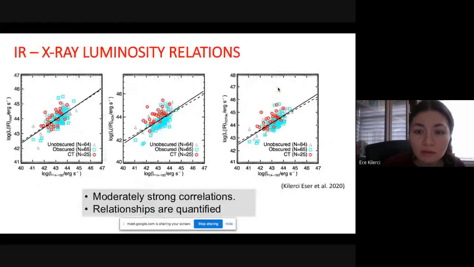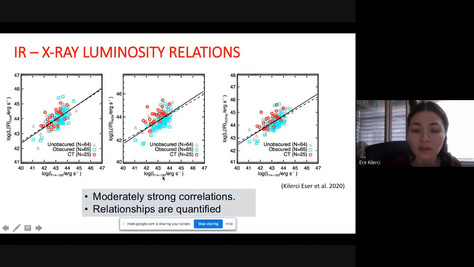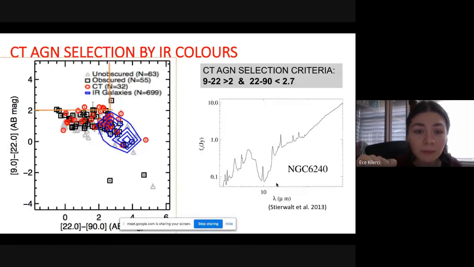So later, since we have these different components from our SED fitting, we checked the luminosity relations between dust luminosity and X-ray luminosity, AGN luminosity and X-ray luminosity, and total infrared luminosity and X-ray luminosity. Here we see strong correlations, and we also quantified each of these relationships.